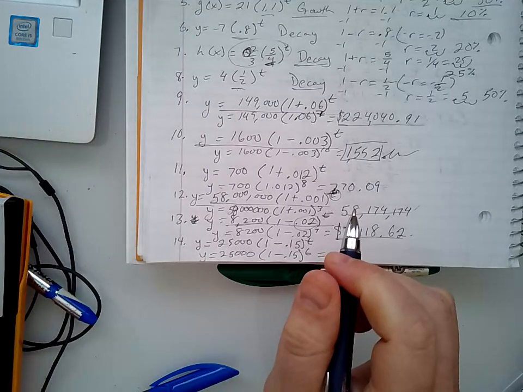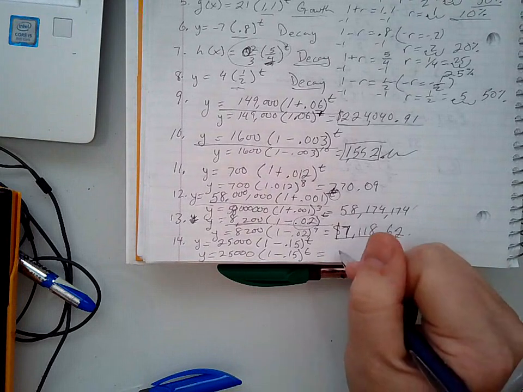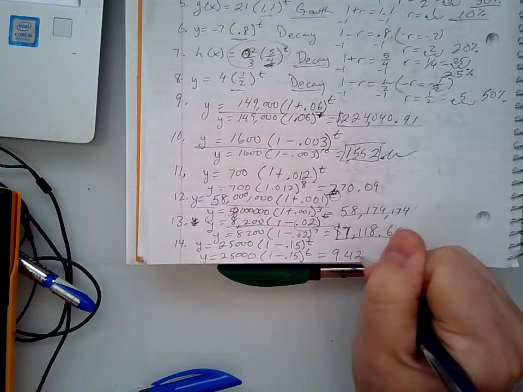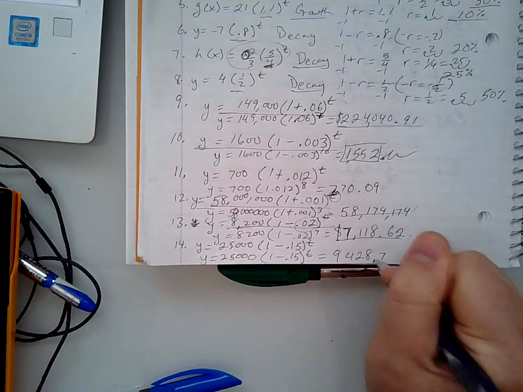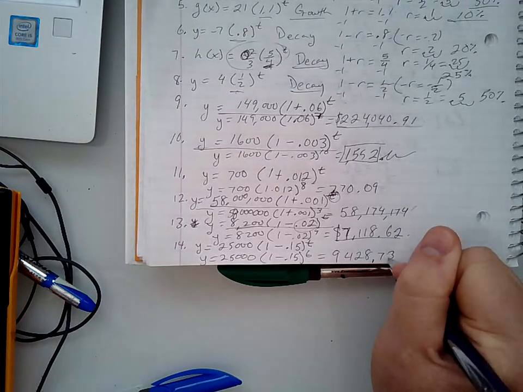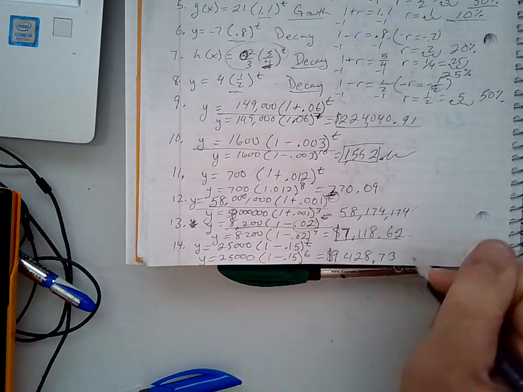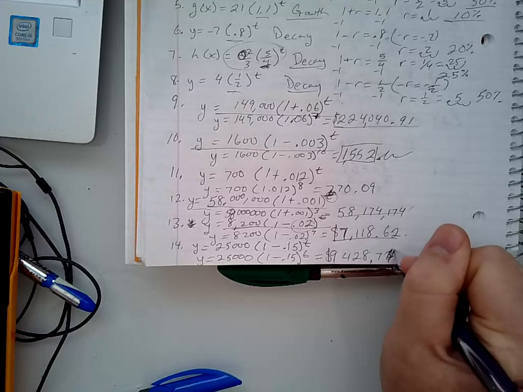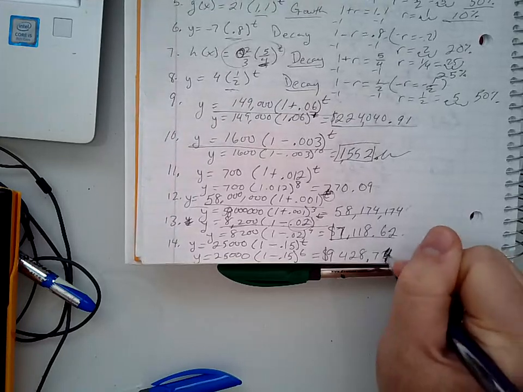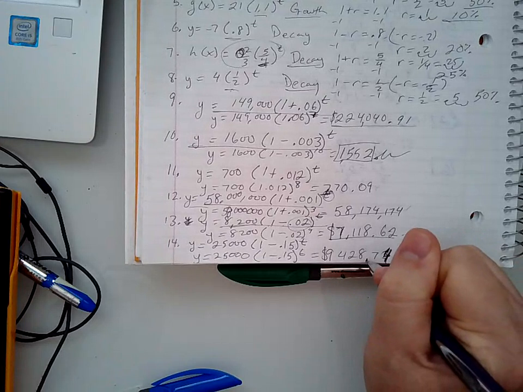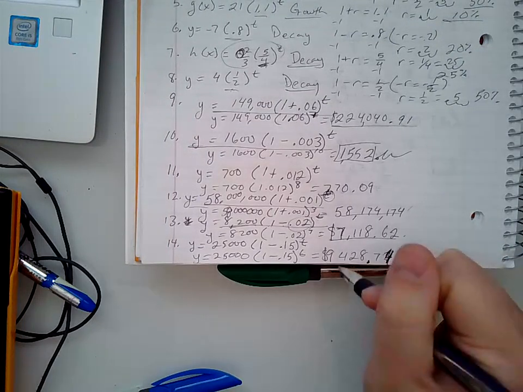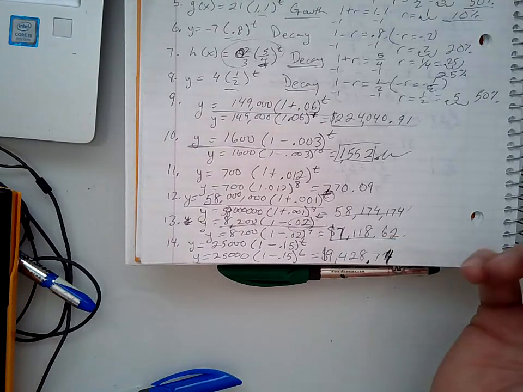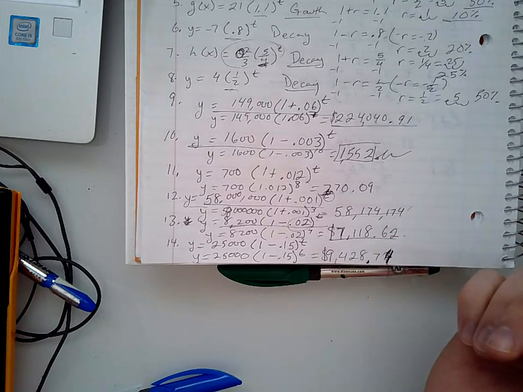Type that in our calculator. And we get $9,428.73. Could be 74 cents. Let's call it 74 cents. Since now it has a value. And it's in your favor a little bit. So $9,428.73 or 74 cents. All right.